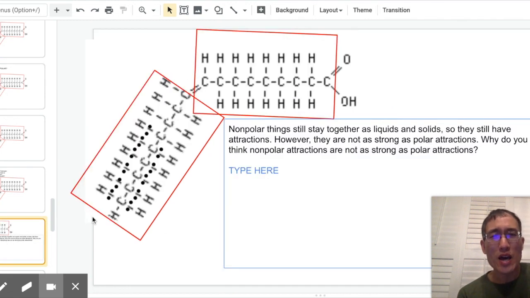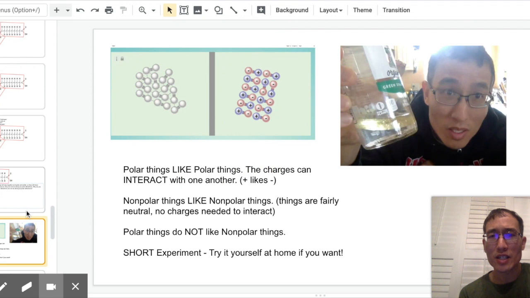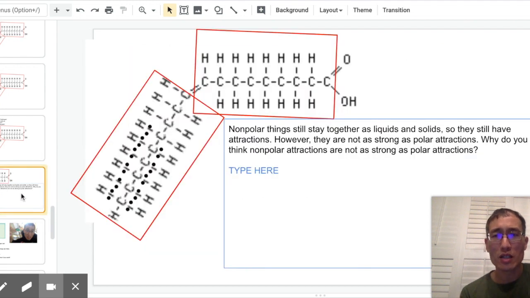And then, if you recall in the last activity, we looked at nonpolar and polar interactions, and we know oil still has some interactions. It's a liquid, right? We have it as a liquid at room temperature, and so it has to stick together. You have to have attractions in order to be a liquid. You have to have attractions in order to be a solid. And so oil has got some attractions. Do you think they're as strong or not as strong as polar attractions?